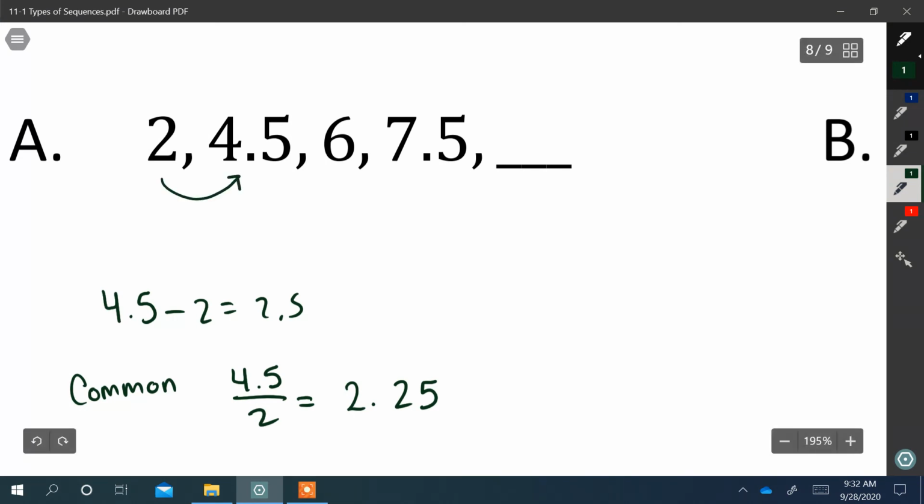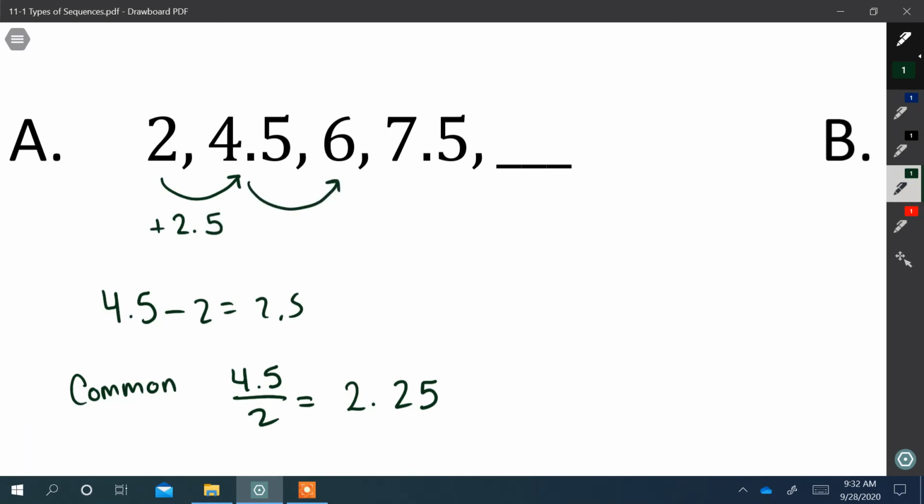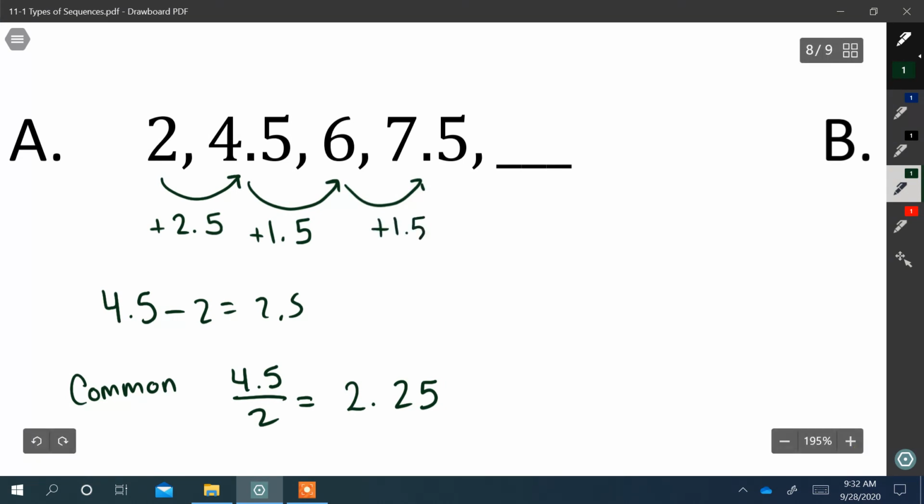In here, I added 2.5. And then what did I add in here? So 6 minus 4.5 is 1.5. And then it seems that I added 1.5 here. Okay, that's what it seems like.